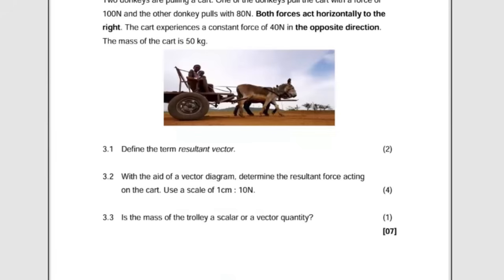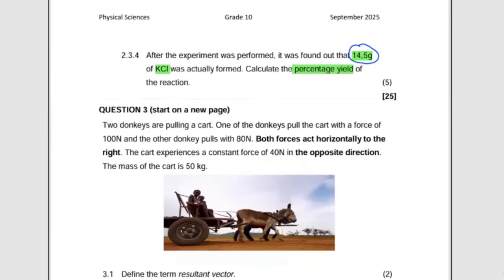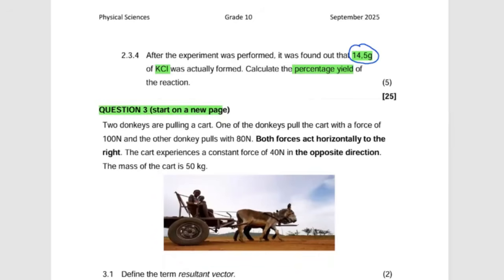Then we're going to proceed to question 3 now, which is the physics part, right? So question 3: two donkeys are pulling a cart. One of the donkeys pulls the cart with a force of 100 newtons and the other donkey pulls with 80 newtons. Both forces act horizontally to the right, so we're given direction there. The cart experiences a constant force of 40 newtons in the opposite direction. Then the mass of the cart is given as 50 kg.